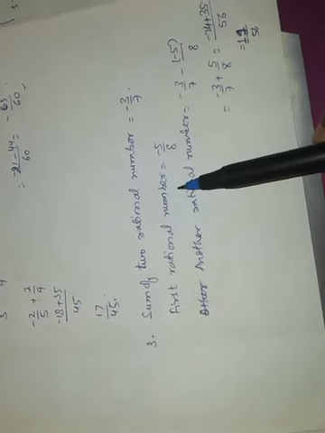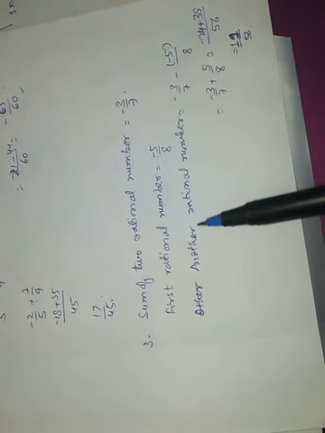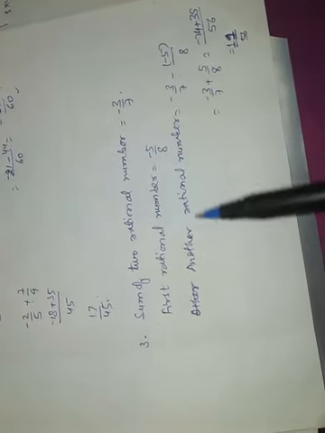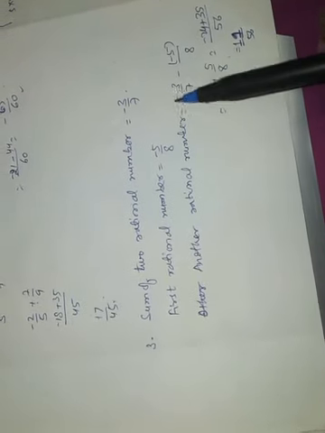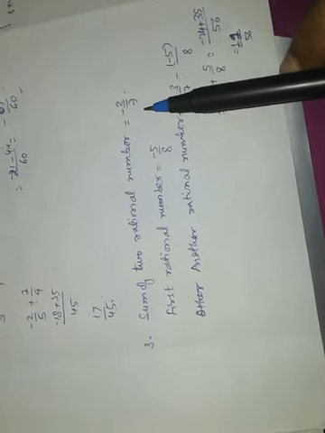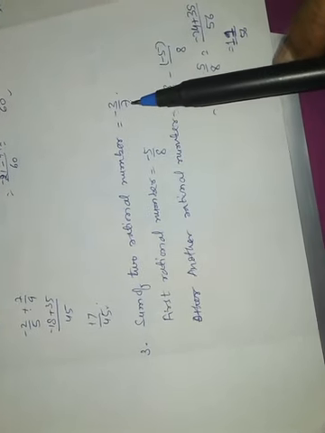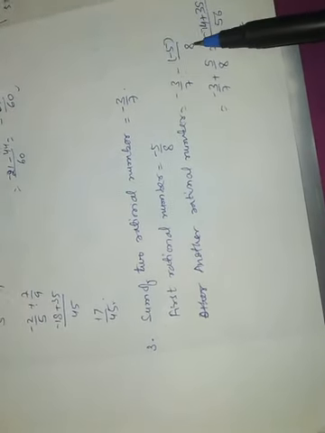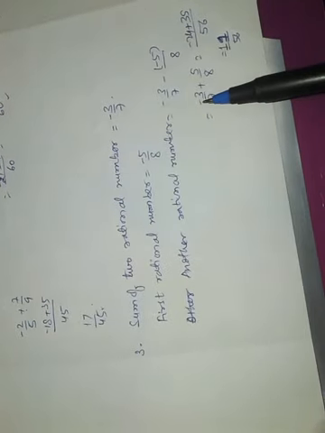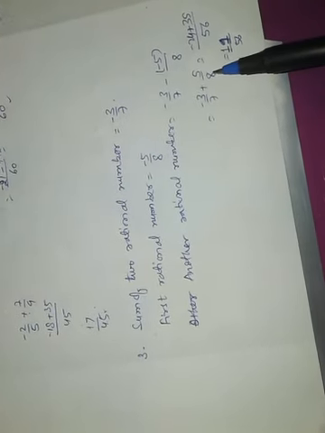So I write: the sum of two numbers is minus 7 by 3. The first number is minus 5 by 8. To find the other rational number, from the sum we have to subtract the given number. What is the sum? Minus 3 by 7, and what is the number? Minus 5 by 8. So here minus becomes plus: minus 3 by 5 plus 5 by 8.